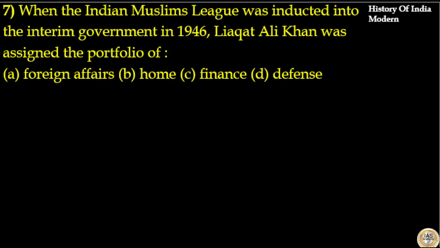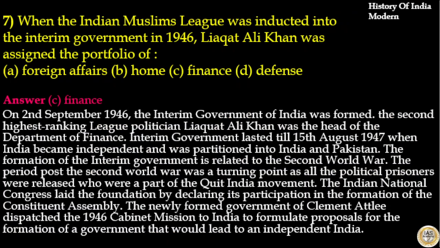When the Indian Muslim League was inducted into interim government in 1946, Liaquat Ali Khan was assigned the portfolio of options are Foreign Affairs, Home, Finance and Defence. Here answer to this question is option C, Finance. On 2nd September 1946, the interim government of India was formed. The second highest ranking League politician Liaquat Ali Khan was the head of Department of Finance.